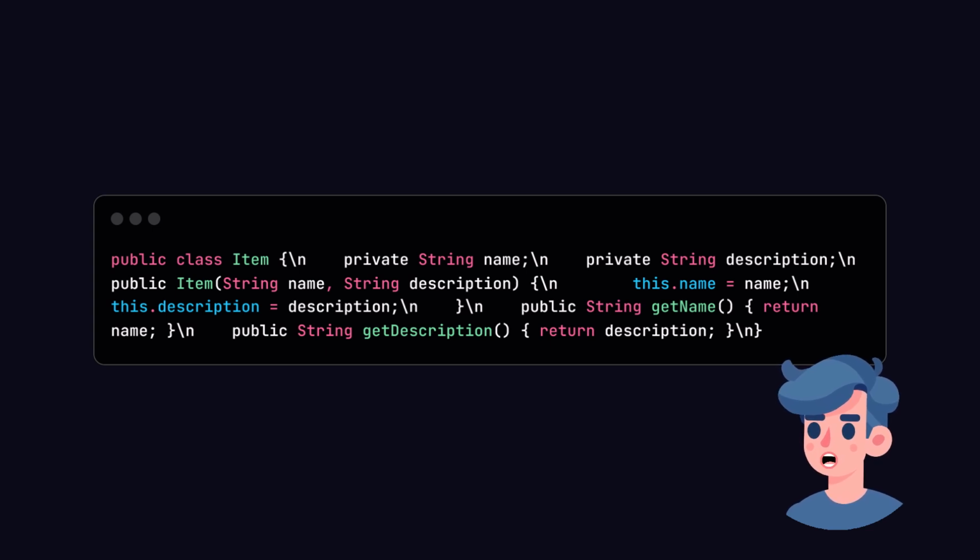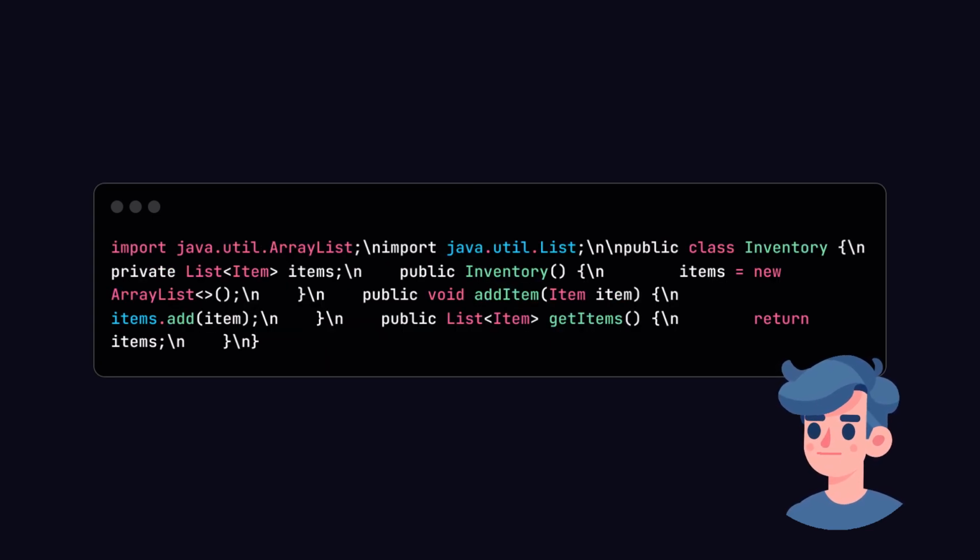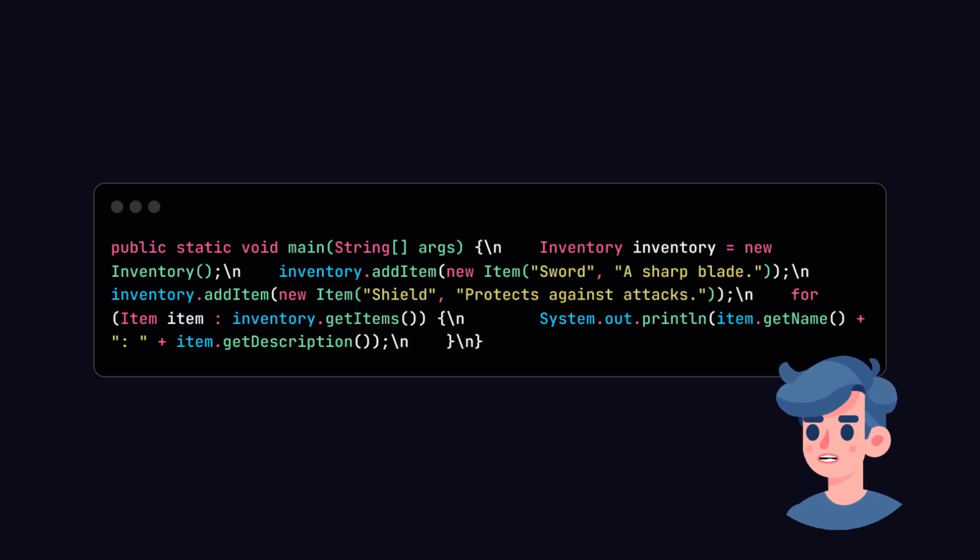Let's move on to enhancing our inventory system. We will need a way to manage multiple items. For this, we can create an item class. This item class allows us to encapsulate the properties of our inventory items. Next, we need to manage a collection of these items. We can create a new class called Inventory. With our Inventory class, we can now add and retrieve items.